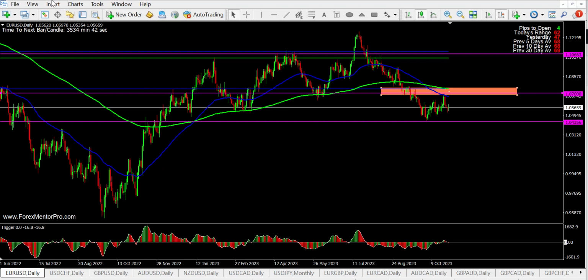Starting with the majors, starting with the Euro USD. Not much has changed from my last analysis 2 weeks ago. I'm still very much looking for dollar strength and looking for areas to enter to play that idea. So Euro USD looking to short from 1.07.